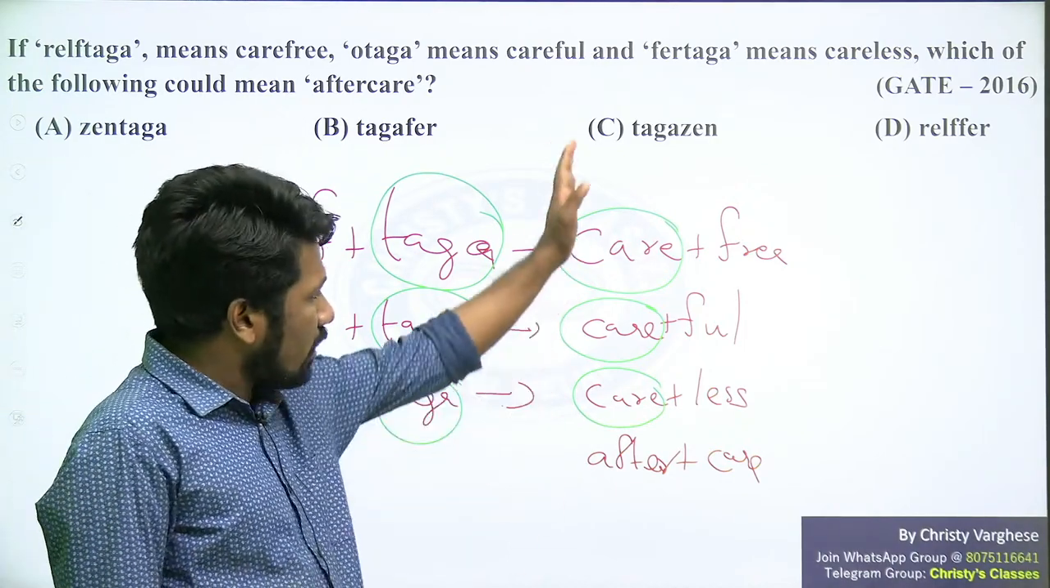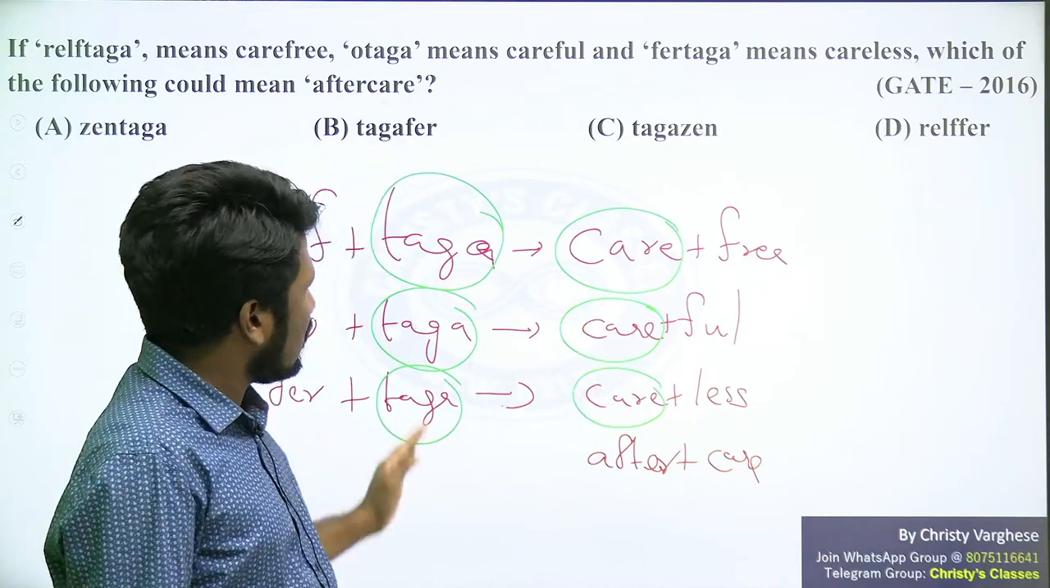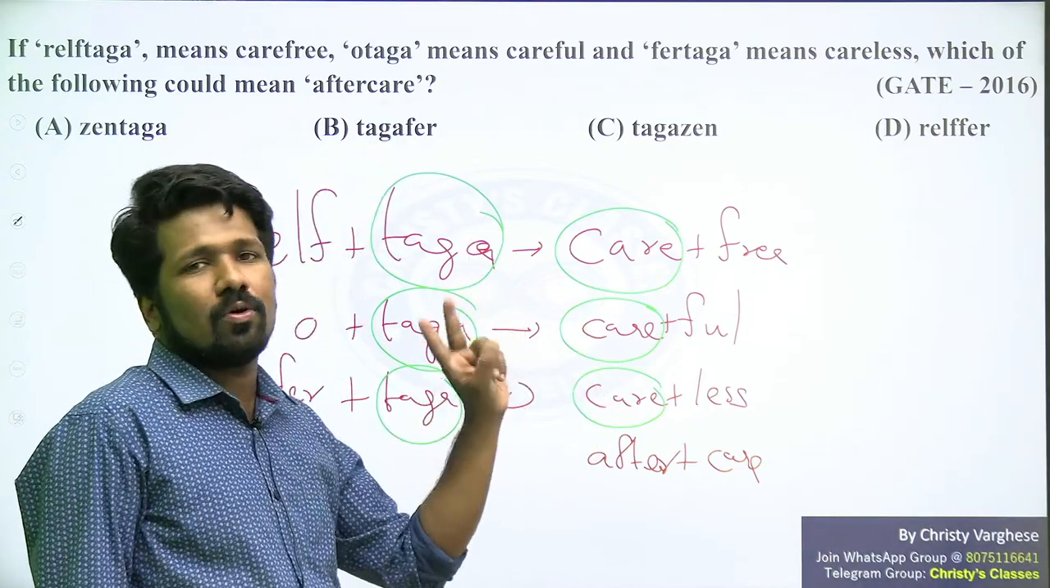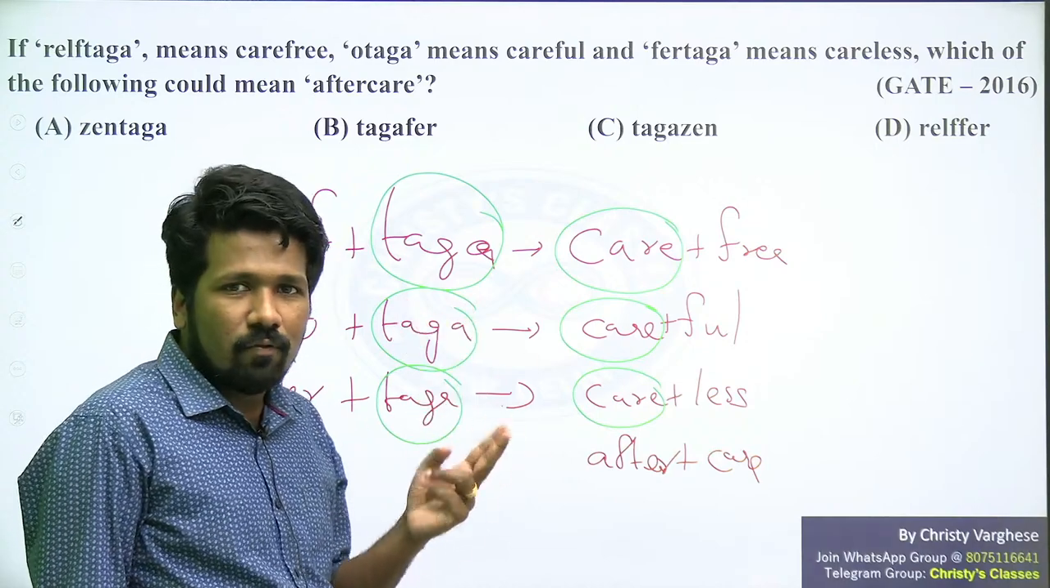But there is a problem. Care is on the left side, but TAGA is on the right side. So there is a swapping also. Swapping action is also done for the coding.